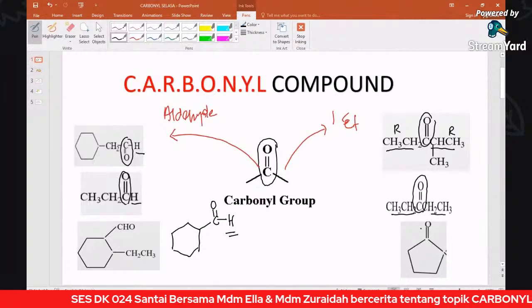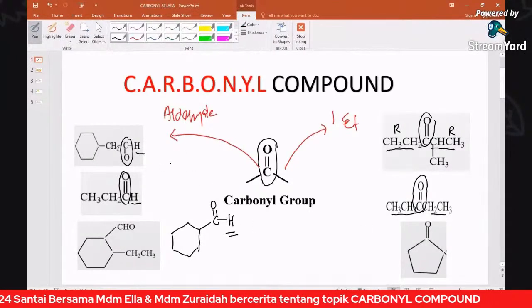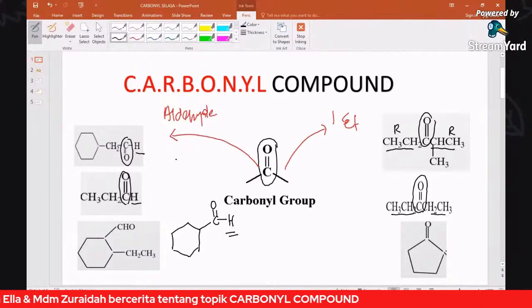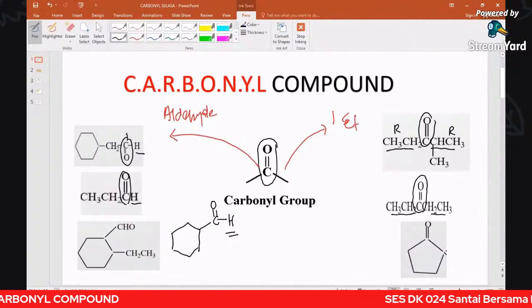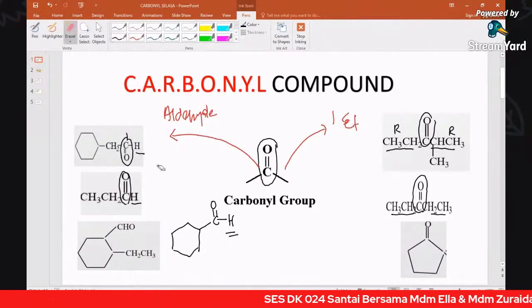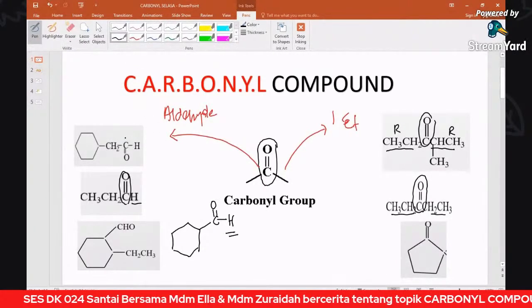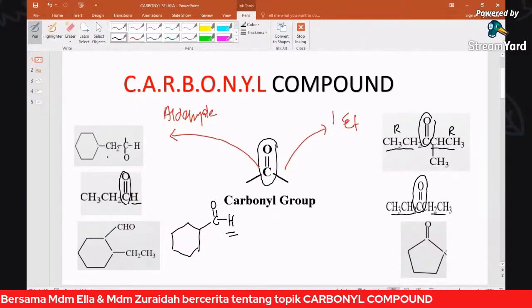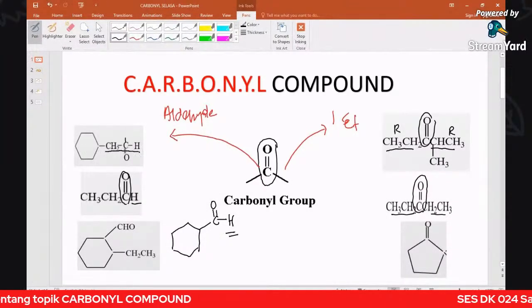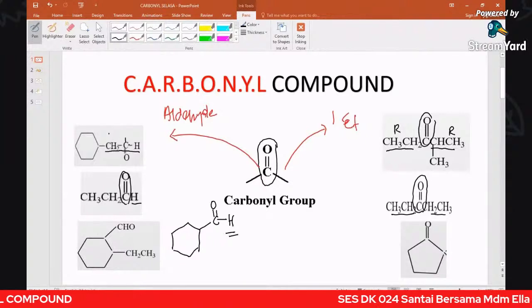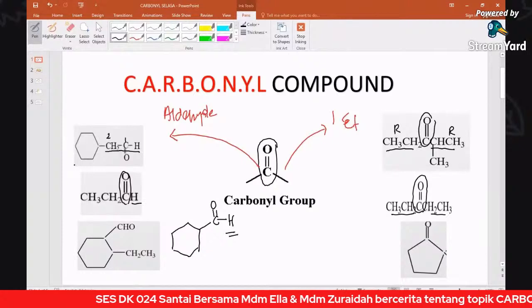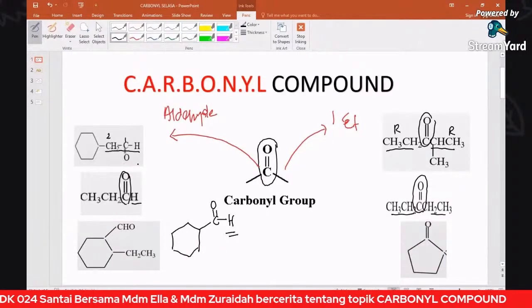Now we try naming. How do we name the aldehyde? For aldehyde, the priority is carbon number 1. Look, carbon number 1 here. If you take the C double bond O as carbon number 1, this becomes the parent. So we have ethanal, and at carbon number 2 we have cyclohexene. That's why the name is 2-cyclohexene ethanal.